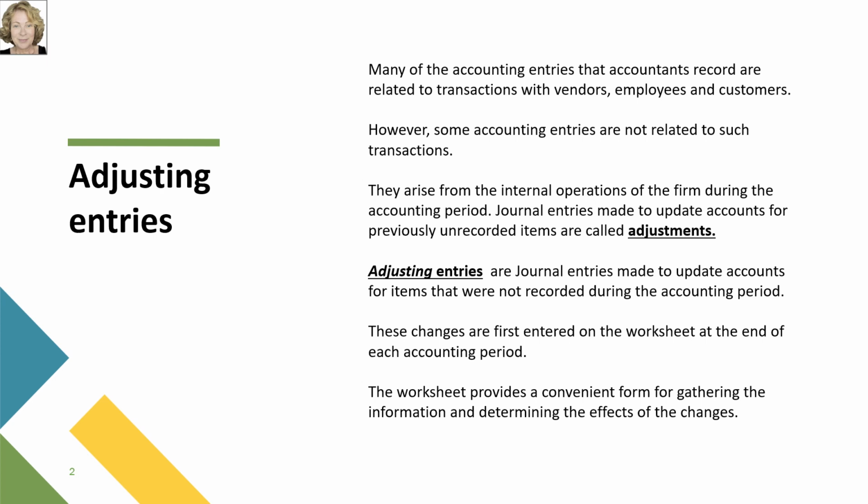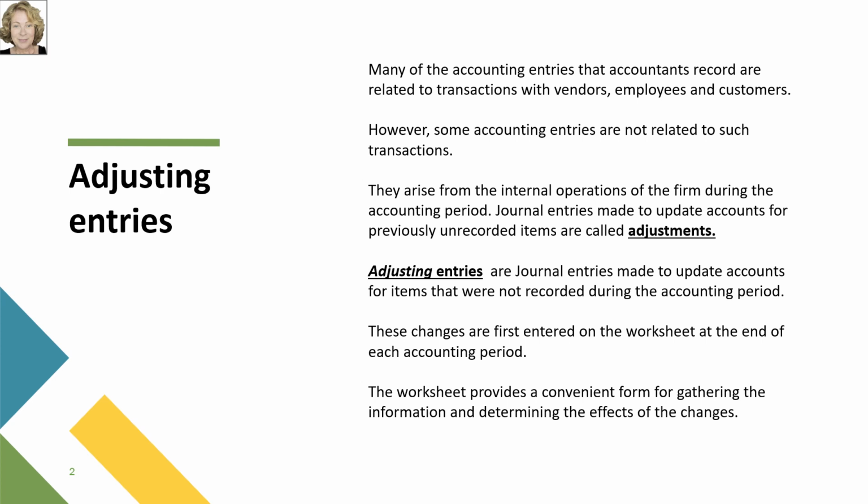But there are some accounting transactions that are not related to those types at all. These non-routine entries come up due to internal operations of the firm during the accounting period. Typically, when accountants want to close the books for the month to understand how much the business earned in net profits, they need to make those adjusting entries to either reflect unrecorded entries or to adjust entries that were already recorded.